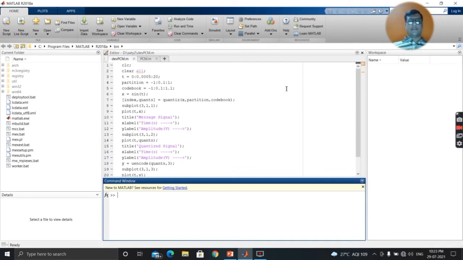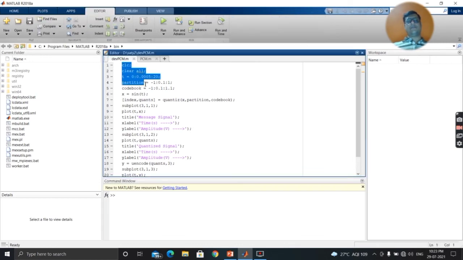I'm minimizing. So this is already opened in our MATLAB editor window, in which I have written the code. First is CLC, then CLR, clear all, then time we have identified, then partition we have given, then code book is given, x is equal to sine t. So this is the first part to generate the message signal. Up to this is called the representation of the message signal.